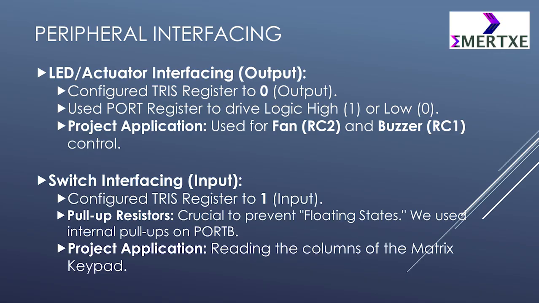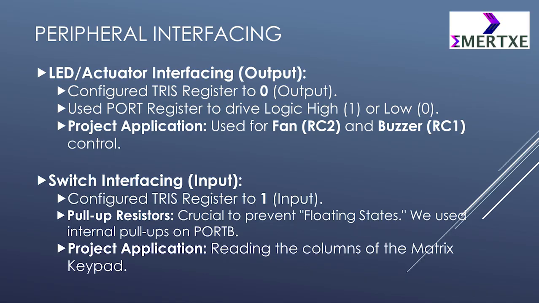Peripheral interfacing. Peripheral interfacing connects external devices like LEDs, switches, fans, and buzzers to the microcontroller. For output devices, the TRIS register is set to 0 to make the pin act as an output. The port register is then used to send either high or low signals. LEDs and actuators respond based on the logic level given at the port pin. In the project, RC2 controls the fan and RC1 controls the buzzer.